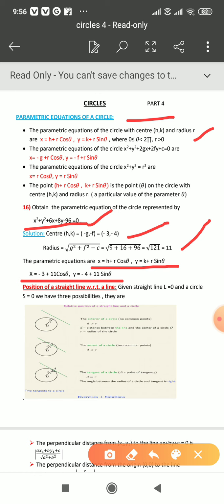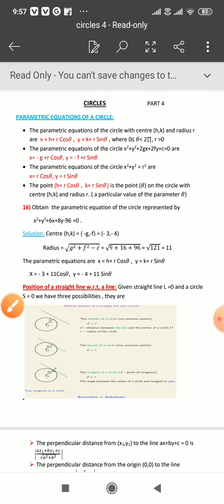Suppose the given straight line is L is equal to 0 and the circle is S is equal to 0. There are three possibilities for a circle and a line. These are the three main conditions. You observe the first condition. Here the line is outside of the circle.